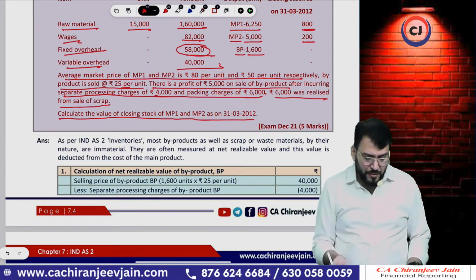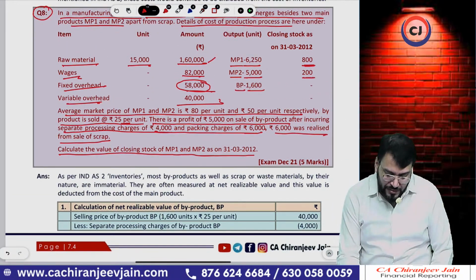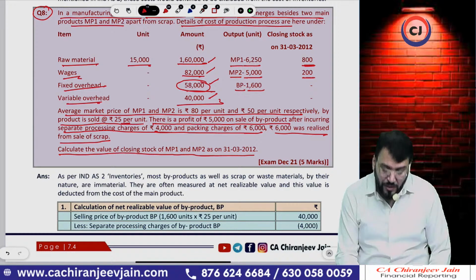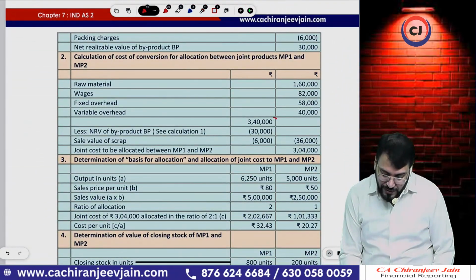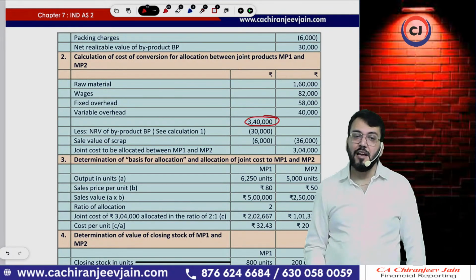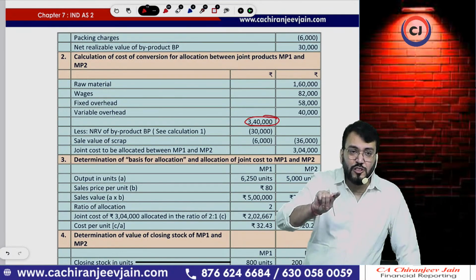Nothing to explain. First we'll find out the joint cost. So it will be 1,60,000 plus 82 plus 58 plus 40. This will be the joint cost. That is already calculated: 3,40,000. From this, what will we deduct?